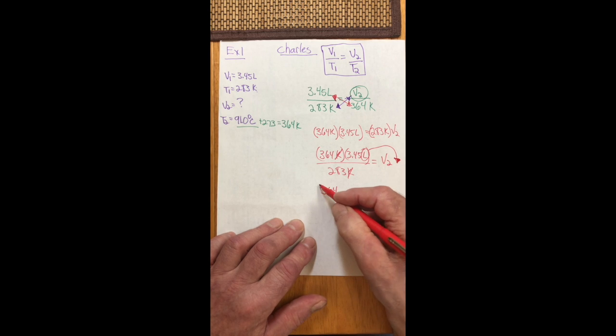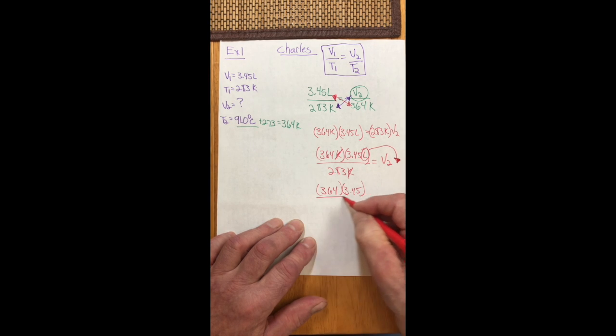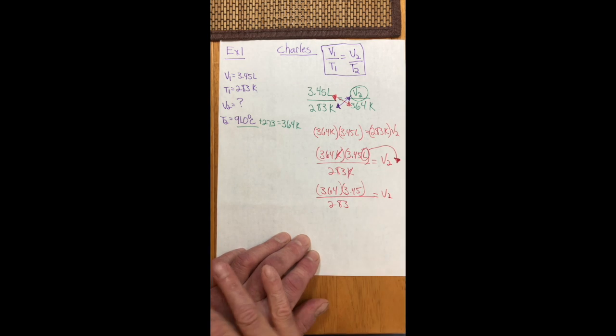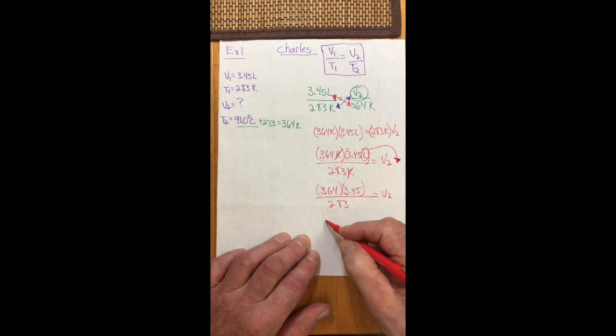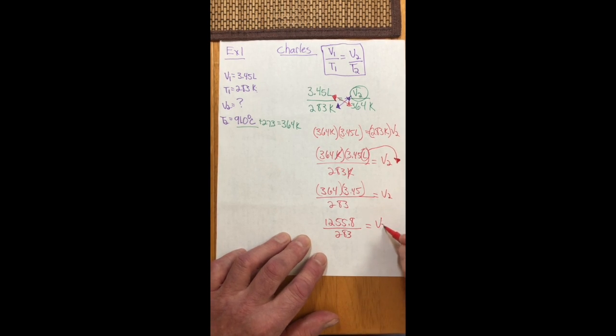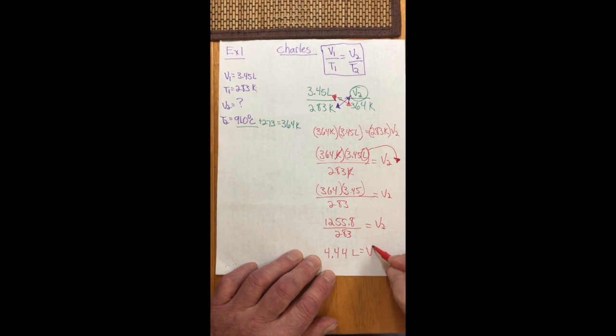364 times 3.45 divided by 283 equals V2. And if you do this in all the steps, which is how I'm showing it, now I would have 1255.8 divided by 283 is equal to V2. And we're going to get 4.44 liters is V2.